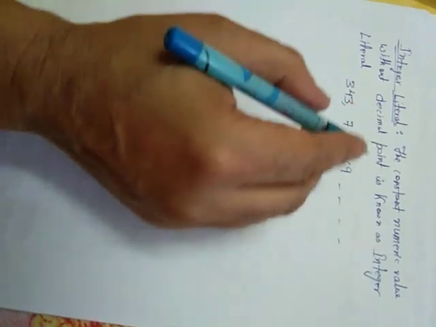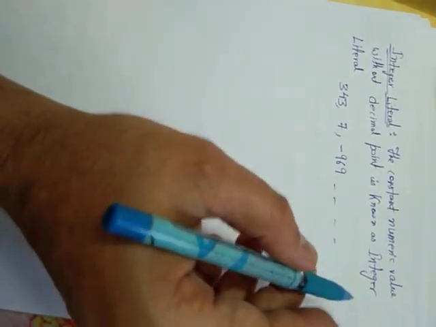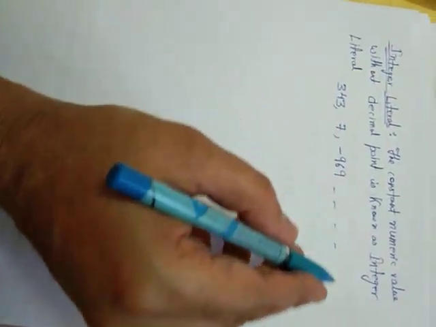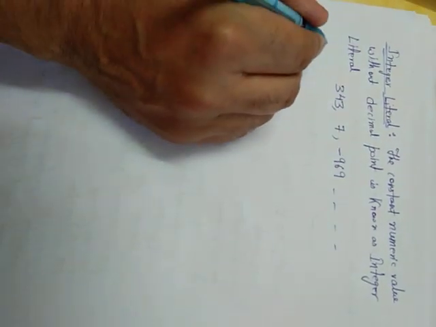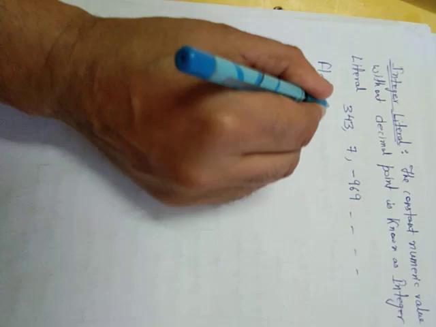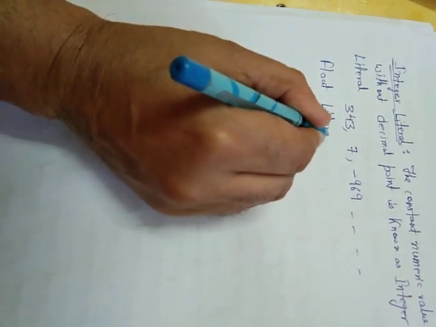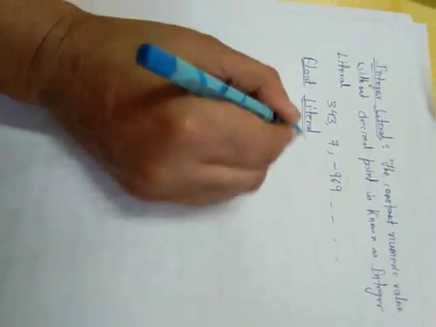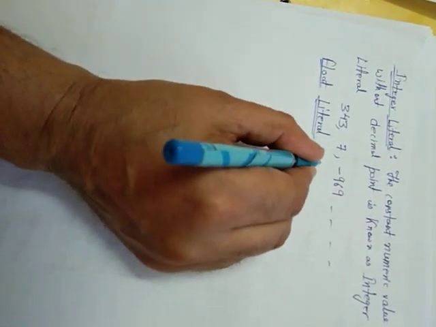So what is integer literal? The constant numeric value without decimal point is known as integer literal. These values remain fixed throughout the Java program. The next literal is float literal. What is float literal? The constant numeric value with decimal point.